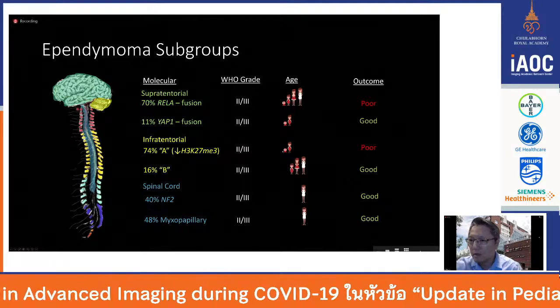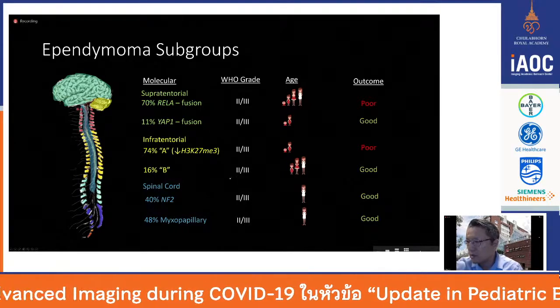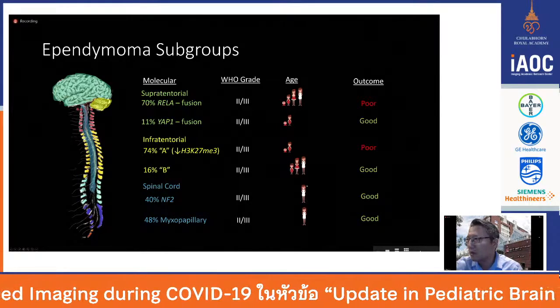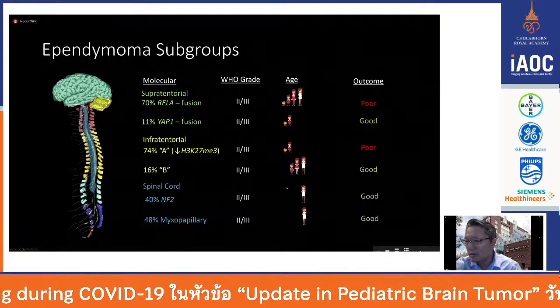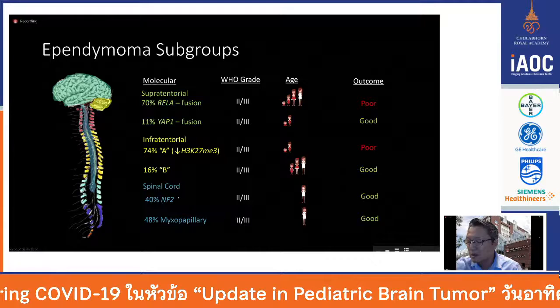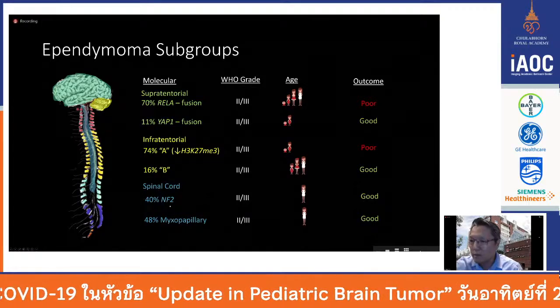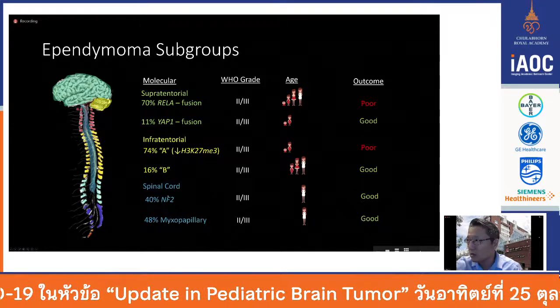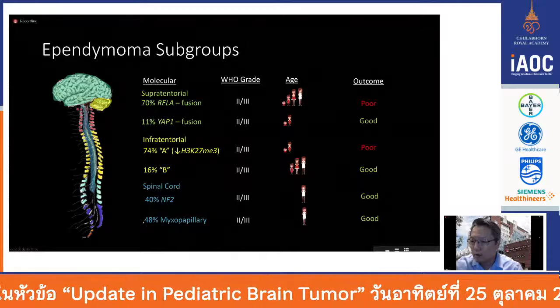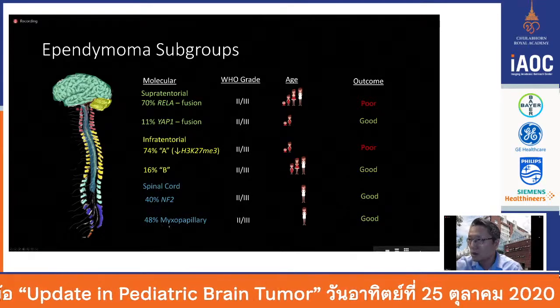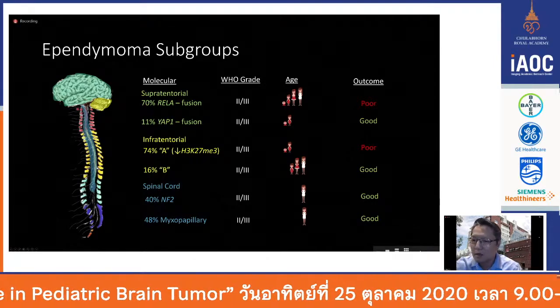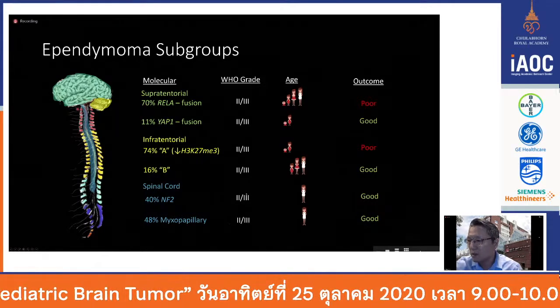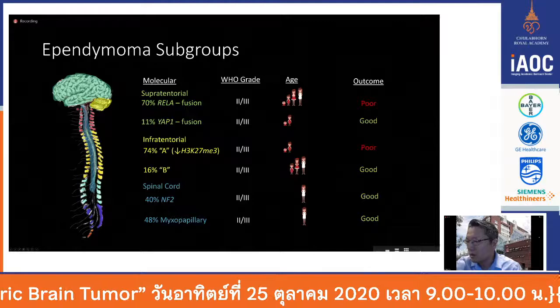And then finally, if we're looking at the spinal cord, we see that the spinal cord ependymomas typically are in adults. So not really a pediatric tumor, but just to show it to you for completeness. And so 40% of the spinal cord ependymomas can be associated with NF2, and then 48% are the classic myxopapillary ependymomas that we see at the distal end of the spinal cord in the conus and the cauda equina. And you can see it doesn't matter what grade they are, their outcomes are typically pretty good.